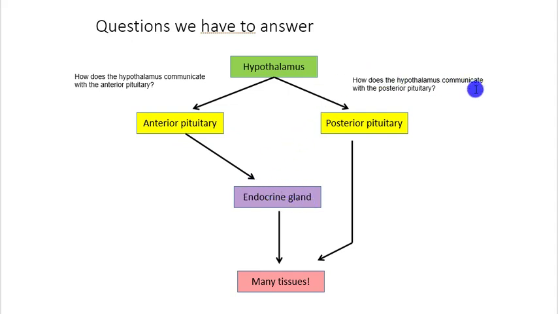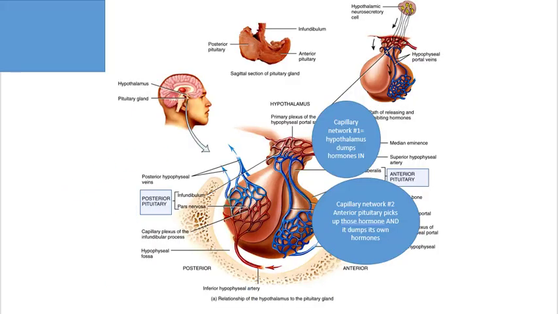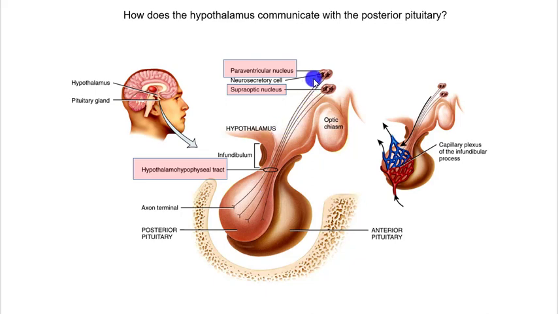How does the hypothalamus communicate with the posterior pituitary? Well, I think we've got a good picture, and let's see. There's a good picture right over here. It's through this neural pathway, and this is a neural pathway. We'll talk about this a little bit more in our next lecture.